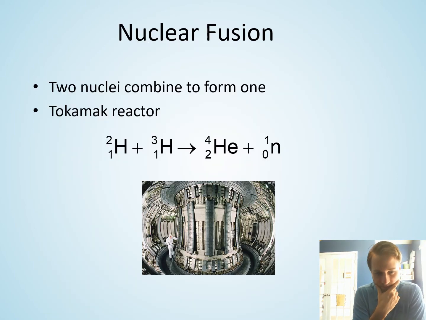And then finally, there's nuclear fusion, another type of nuclear reaction. This is what the sun does. The sun generates its energy through nuclear fusion. So it doesn't do fission, it does fusion, where it takes lighter elements and combines them into heavier elements.